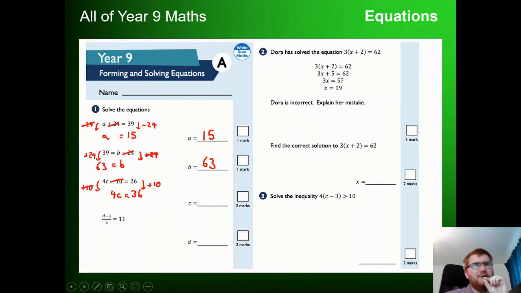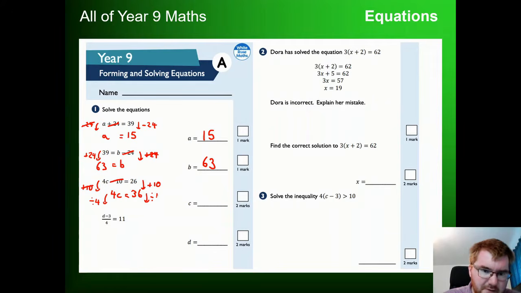But we want c on its own here, not 4c. So what's the opposite of 4 times c? So what's the opposite of multiplying? Well, we want to divide by 4 on both sides. Some people call this reverse BIDMAS. 4 divided by 4 is 1. That cancels. Exactly what we wanted. And then 36 divided by 4 is equal to 9. So 9 is going to be our answer.